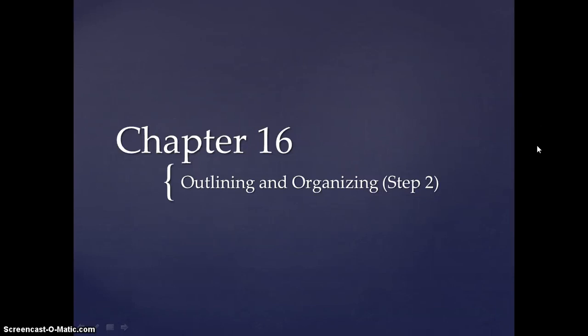So in chapter 15, we covered step 1 of the writing process. Now in chapter 16, we're going to go to step 2, which is outlining and organizing. And in my way of thinking, outlining and organizing is a part of pre-writing. So it's all those initial steps, the planning and pre-writing that happens before you start drafting.